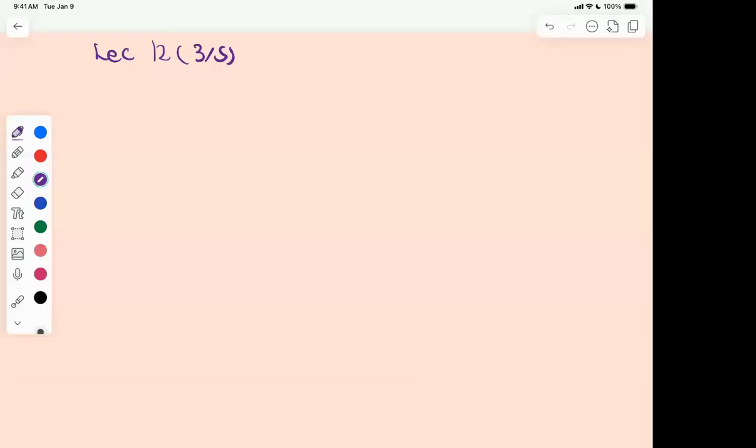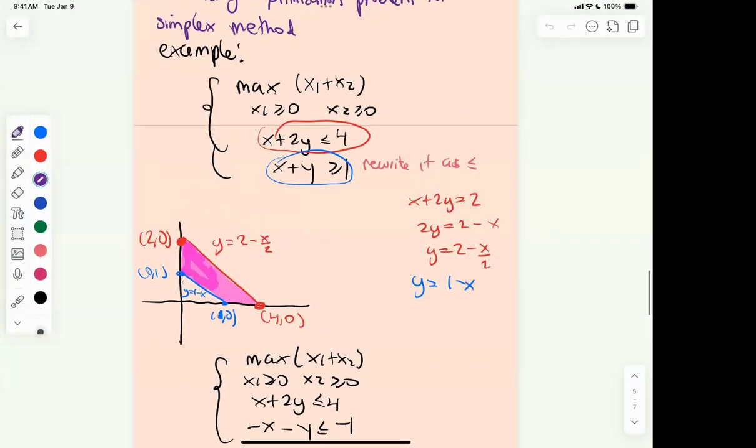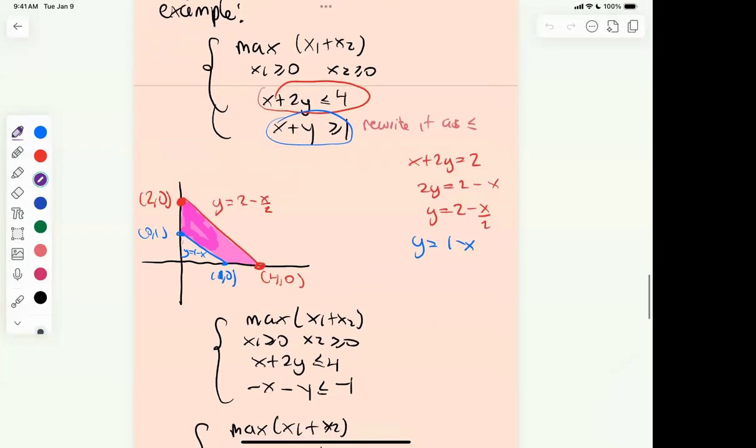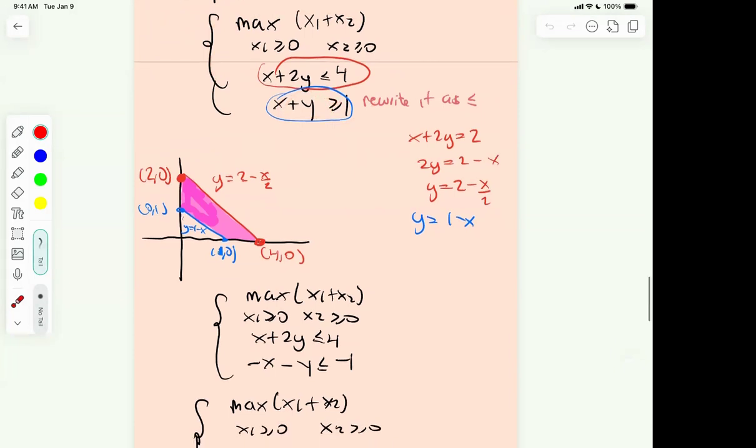But okay, let me explain what the situation was from last time. So last time, this is what we were doing. I had, as usual, an optimization problem. In this case, one of the inequalities happens to be naturally written first as a greater or equal to 1. So if you first draw the region, it looked like this quadrilateral.